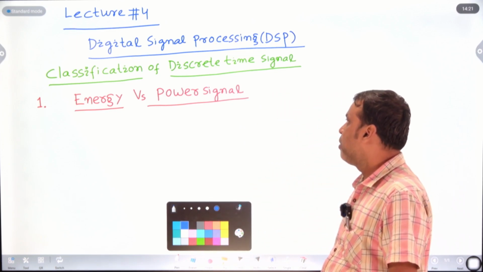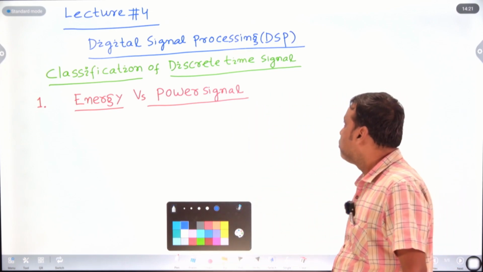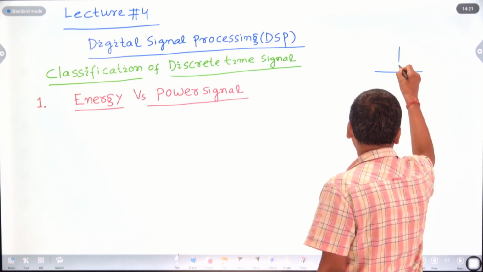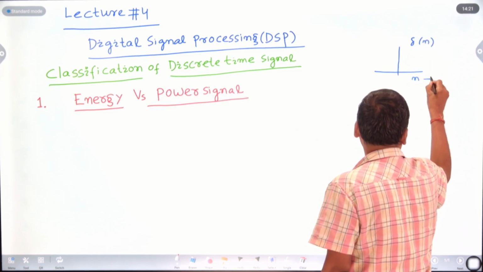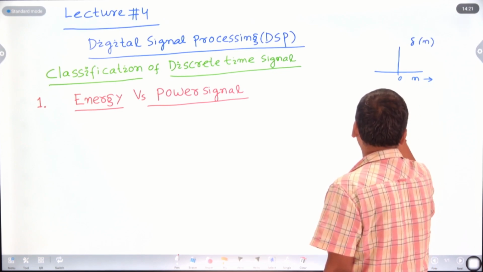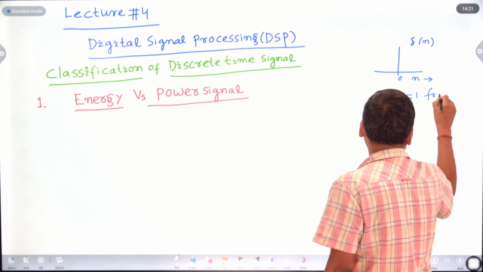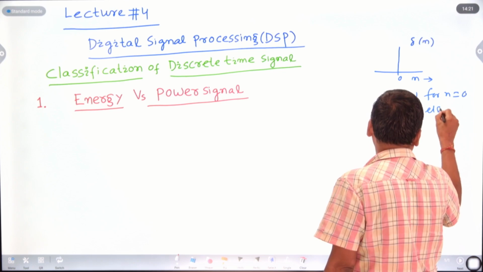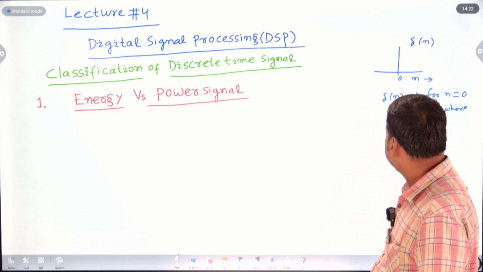Already I told you what is an impulse sequence. An impulse sequence exists at n equal to 0. This is nothing but delta of n. At n equal to 0, delta of n equal to 1, and 0 elsewhere. This is your impulse sequence or unit sample sequence.